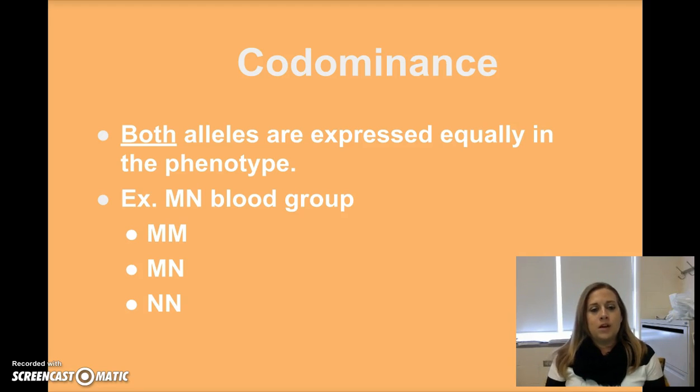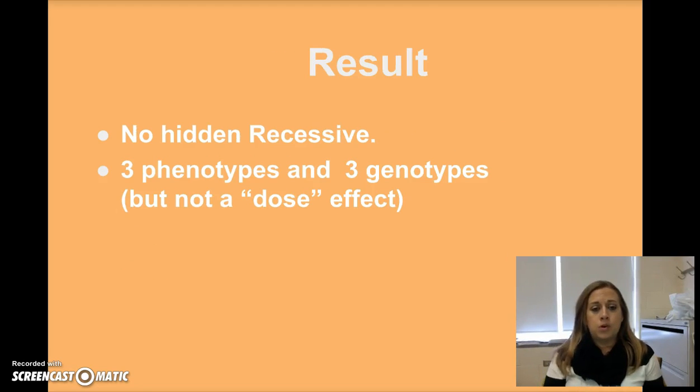An example is the MN blood group. You can have homozygous for M, homozygous for N, or you can have the heterozygous, which is M and N, in which case both will show up. Again, you have no hidden recessive. You have 3 possible genotypes along with the 3 possible phenotypes, but it is not a dose effect. You're not blending the M and the N together. You simply have both showing up.